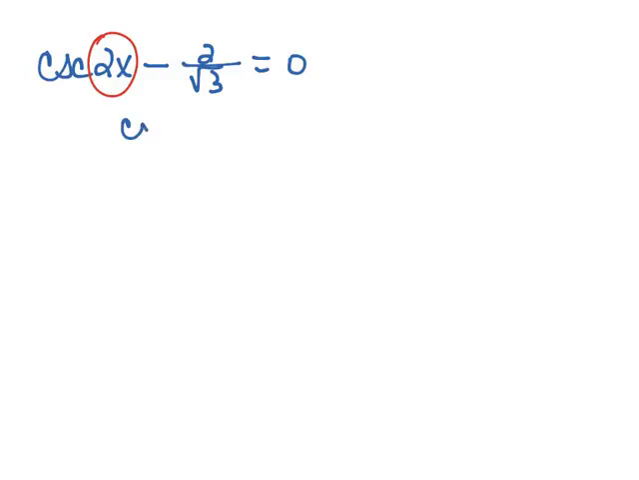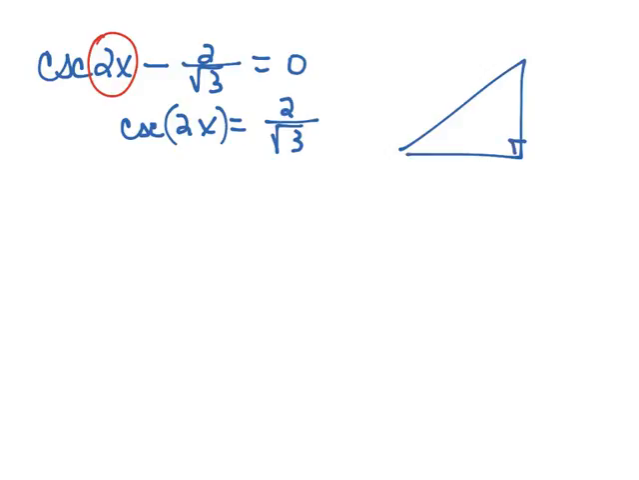So solving for 2x, we would have the cosecant of 2x is equal to 2 over the square root of 3 if we add 2 square roots of 3 to both sides. And so cosecant is the reciprocal of sine. So if we think about our special right triangles, cosecant would be hypotenuse over opposite. The third side of the triangle would be 1. And so the triangle that this matches up to is a 60-degree triangle, which means our reference angle in radians would be equal to pi over 3.